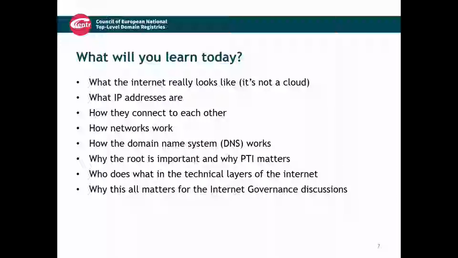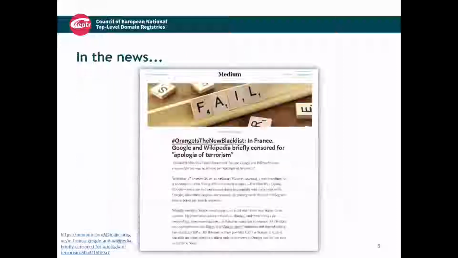What the internet really looks like, what IP addresses are, how they connect to each other and how networks work, how the domain name system works, obviously, why the root is important and why PTI matters. And I'm just going to intercede here and say you will see a lot of acronyms. Do not fear. They shall be explained throughout the presentation. You also have a reference on that sheet that we provided on the Internet ecosystem. If you flip it over, you have a list of a lot of acronyms, and that's a good reference. Who does what in the technical layers of the Internet, and why this matters to Internet governance discussions.